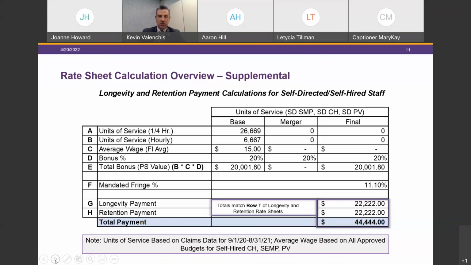In this example, 00000 had a $15 an hour effective wage, right? Then, again, the bonus is a 20% bonus. So you take your 667B times $15 an hour, at the equivalent of hours of service, times $15 an hour, times 0.2, 20%, and we got to a total bonus payment here of $20,001.80. All right?